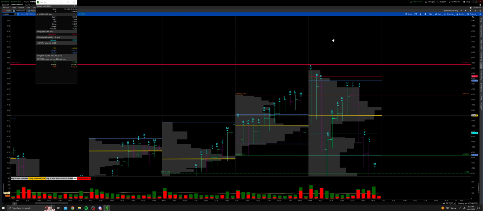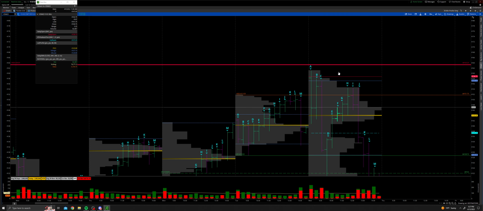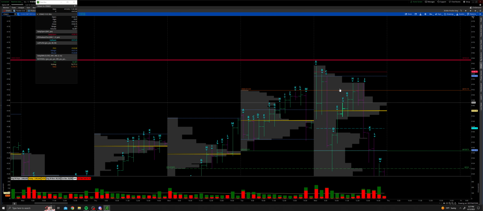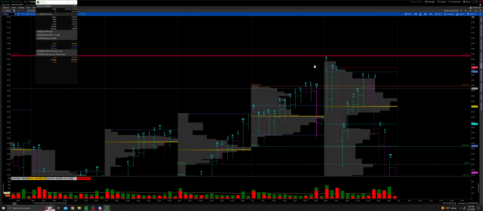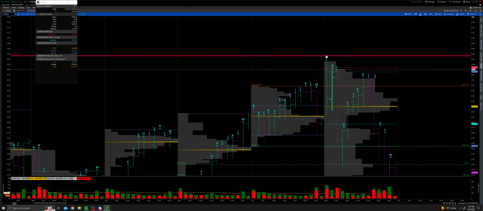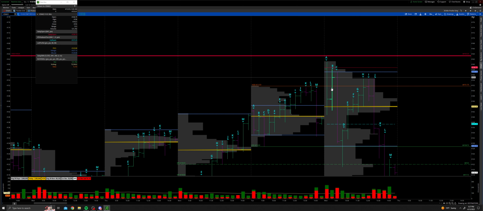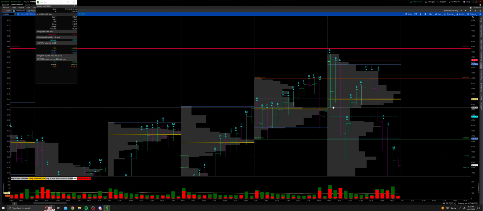to the 4208 area. So that whole range is just an area people do not want to be long in. And guess what? We were right near our balance high, opened up, rolled over, filled the gap, and then got into the previous day's range.